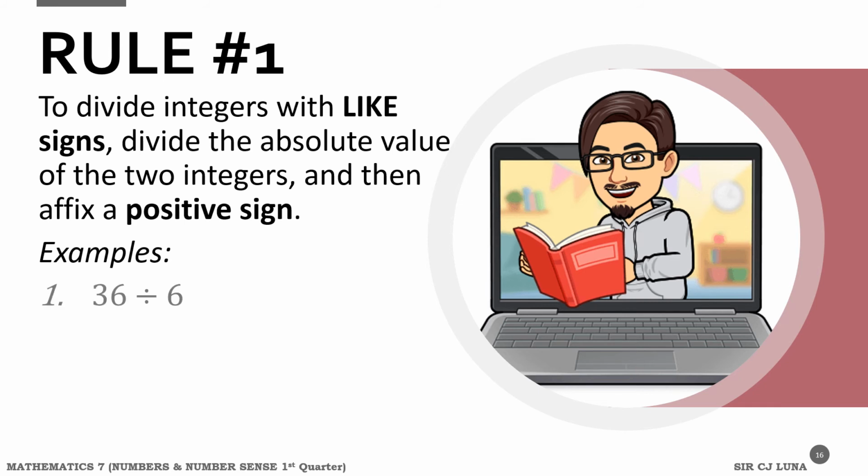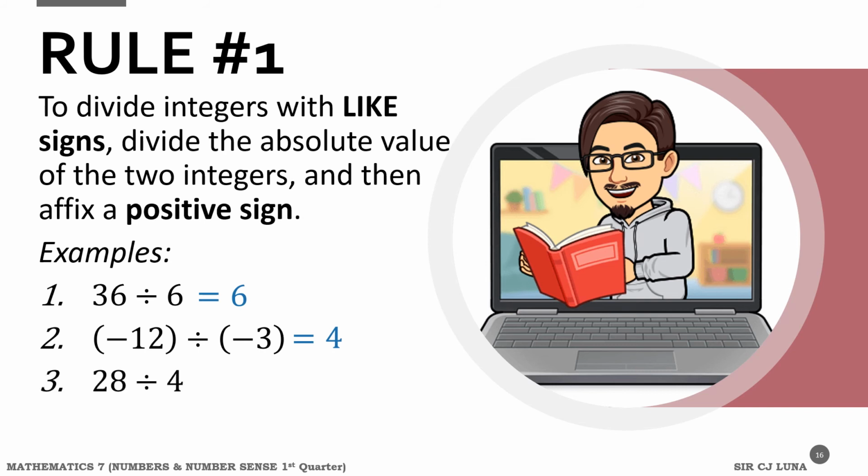For example, 36 divided by 6, positive 6, correct. Negative 12 divided by negative 13, positive 14. Kasi pareho silang negative, so ang product ay positive. 10. 28 divided by 4, positive 7. Negative 40 divided by negative 8, very good. It's positive 5. Ganun lang kasimple ang pag-divide ng integers na mayroong parehong signs.